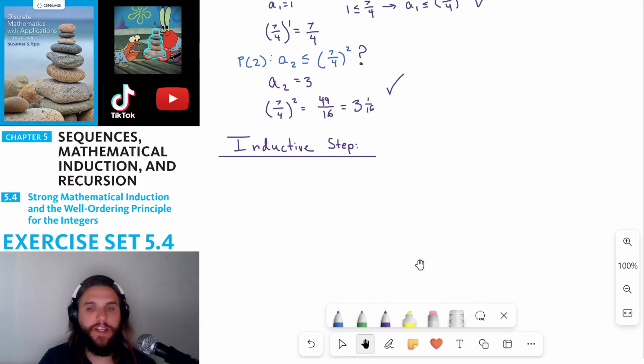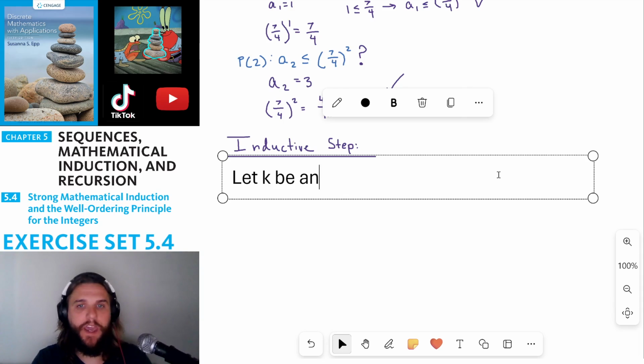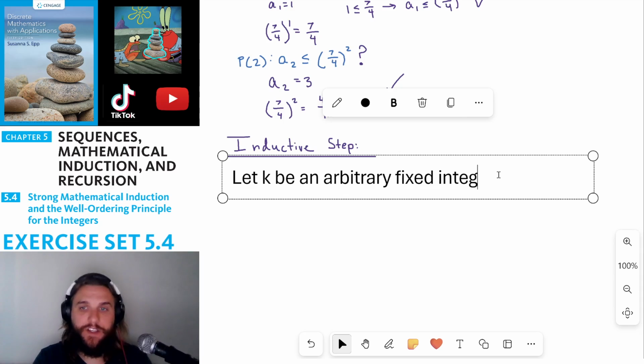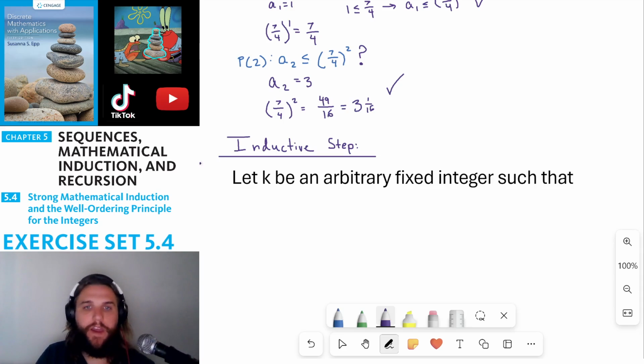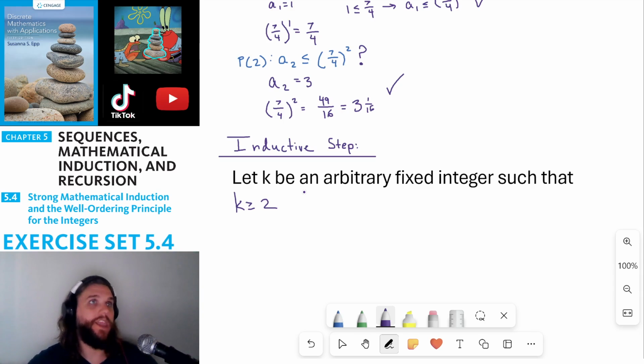Now let's move on to the inductive step. I always start the inductive step the same. The very first part of every inductive step is the same, and it's also the most important. Let k be an arbitrary fixed integer such that k has to be greater than or equal to the largest base case, which in this case is 2. So k has to be greater than or equal to 2 in strong mathematical induction. In normal mathematical induction, there would be only one base case, and k would be greater than or equal to that number.